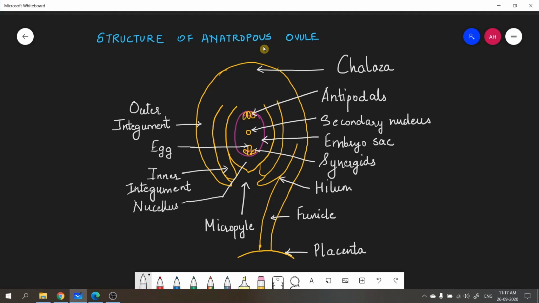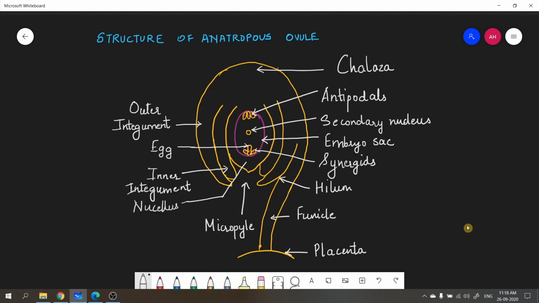So anatropous ovule is a type of ovule where micropyle, you can see here, this is micropyle. Micropyle is directed towards the funicle. The other type of ovule that I mentioned, orthotropous, it is upright where the chalaza, this end of the ovule, is directed towards the funicle. That is the difference between anatropous and orthotropous ovule.